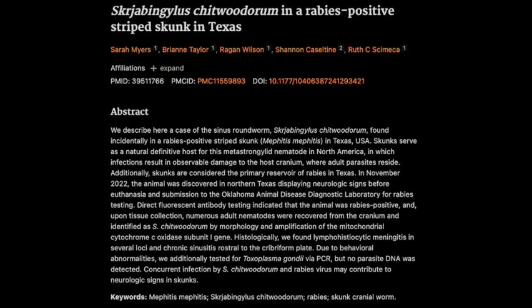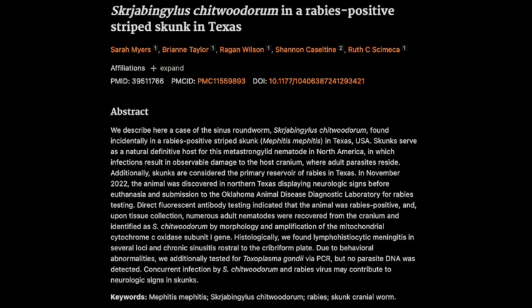It does. We can't say for sure, based on this case alone, whether S. chitwoodorum was a factor in this particular skunk's strange behavior. But other research suggests it could be, so it really underscores the need for more research in this area. What kind of research do you think would be helpful to really get to the bottom of this?